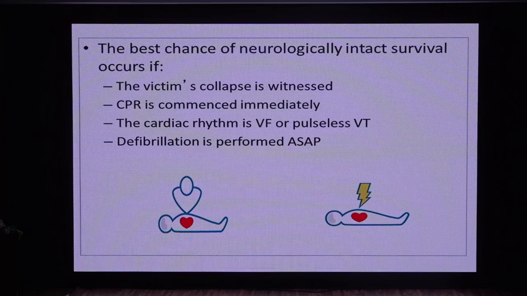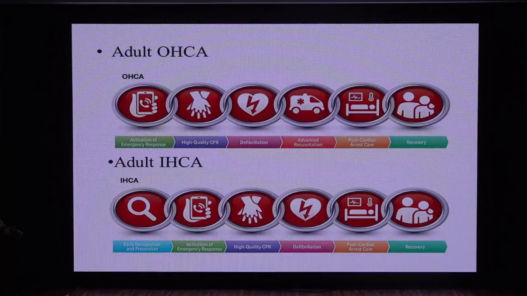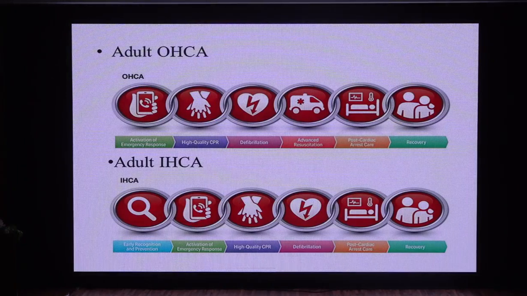We have to remember that the best chance of neurologically intact survival depends upon whether the victim's collapse was witnessed, whether CPR was commenced immediately, the cardiac rhythm, which we'll not discuss, and whether defibrillation was performed or not. When we talk about CPR, there is something known as the adult chain of survival for out-of-hospital cardiac arrest. If you see here, the compression takes a very early place. So good compressions are the key to saving a life, believe me.